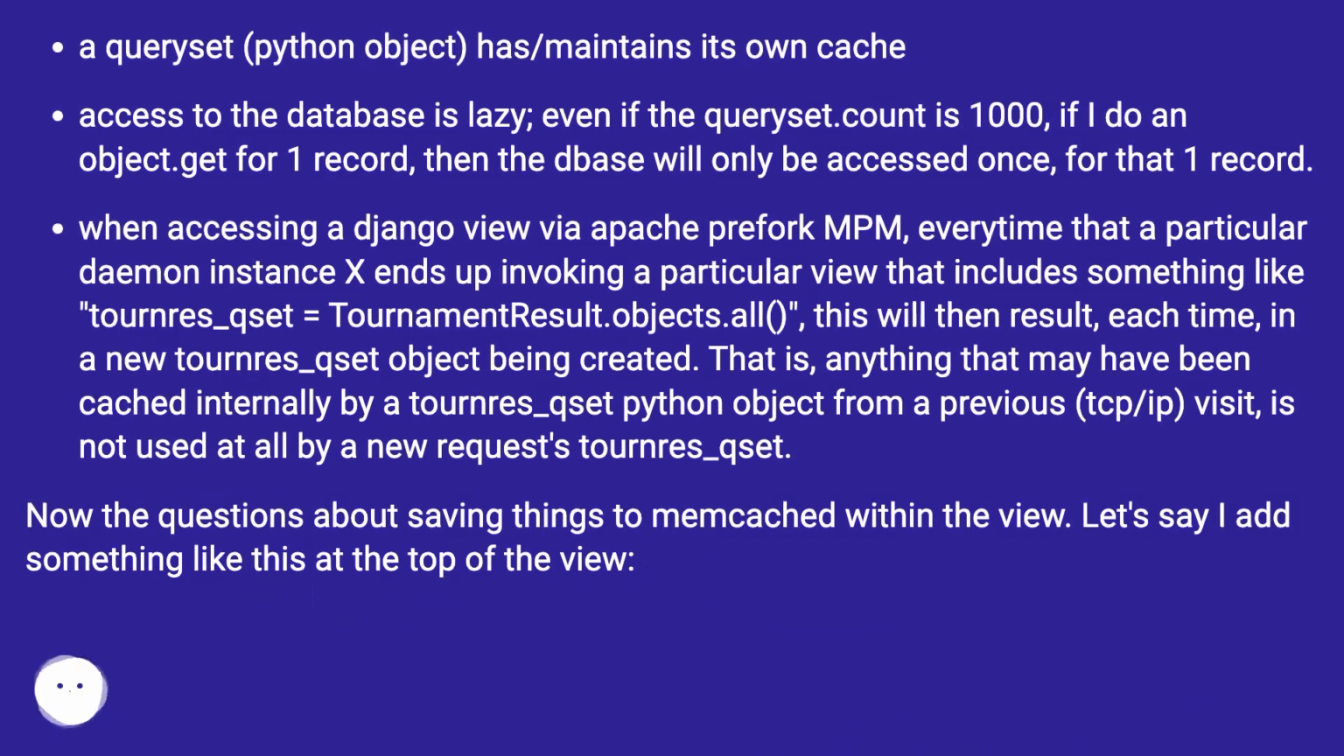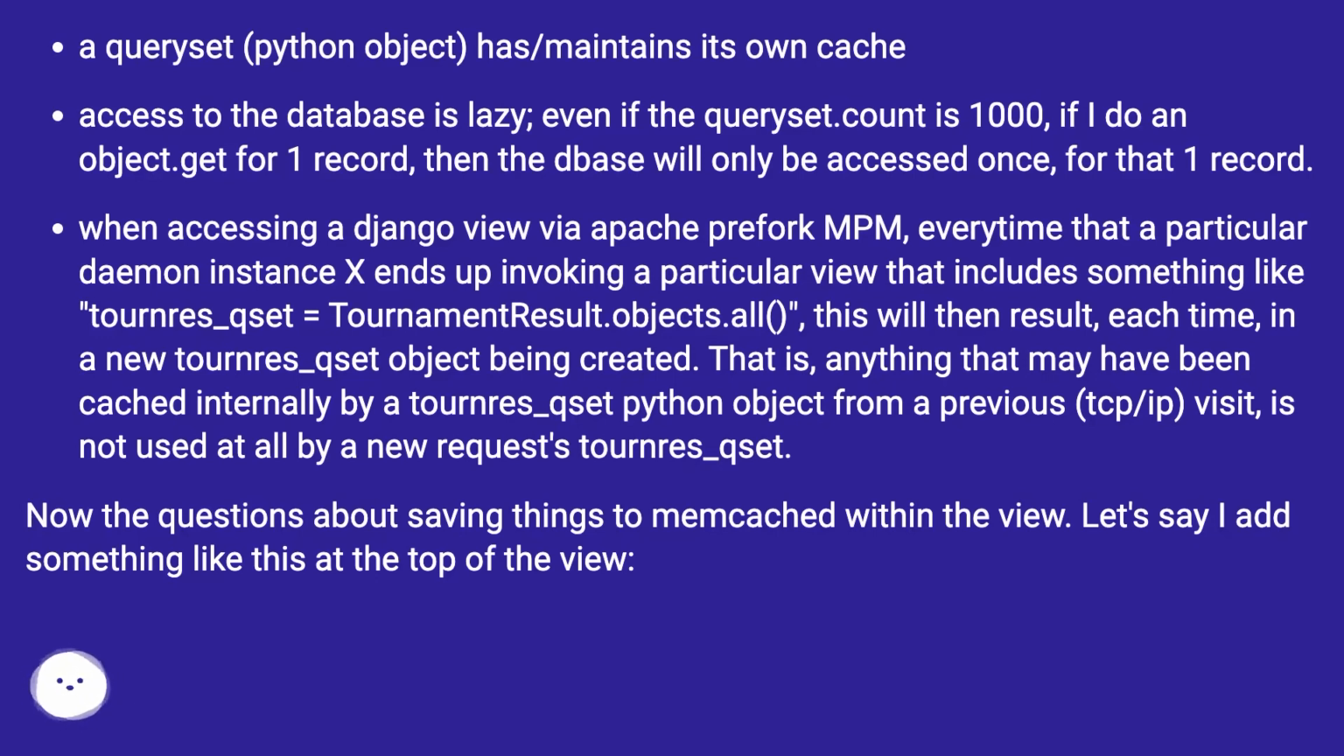A queryset, Python object, maintains its own cache. Access to the database is lazy. Even if the queryset count is 1000, if I do an object.get for one record, then the database will only be accessed once, for that one record.